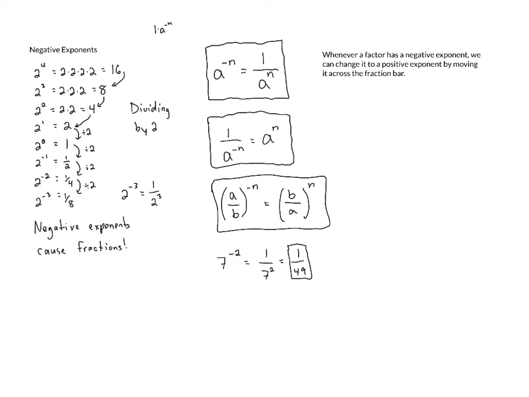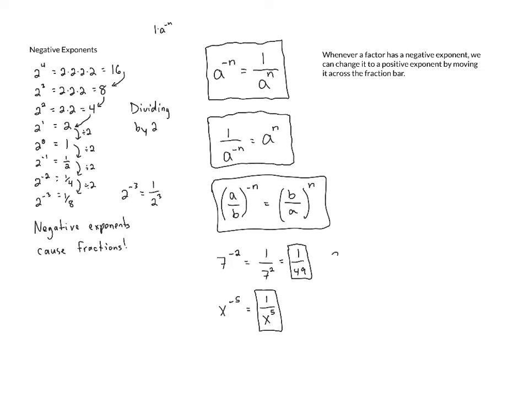We can do the same thing if we've got a variable. If we've got x to the negative fifth power, we can take that negative exponent and change it to a positive by moving it across the fraction bar. And we've got 1 over x to the fifth. Let's look at a couple more examples.